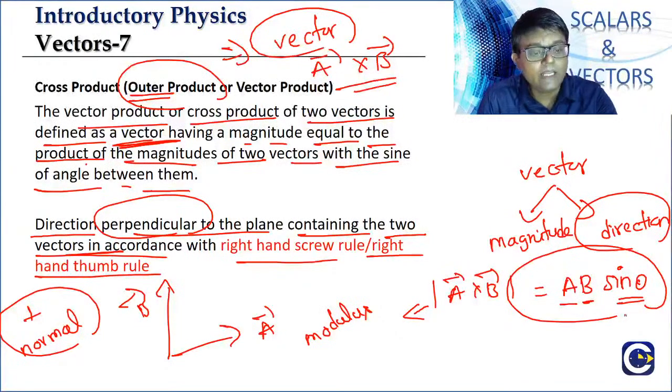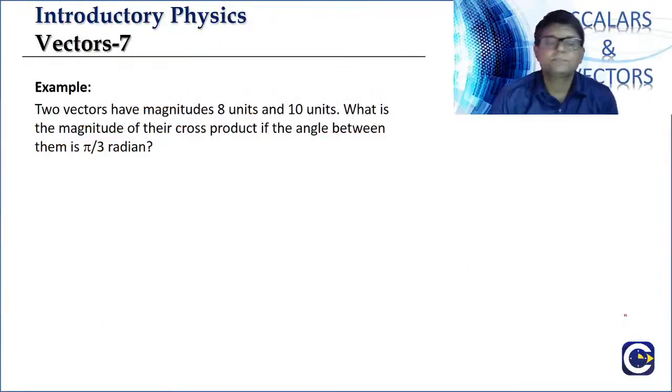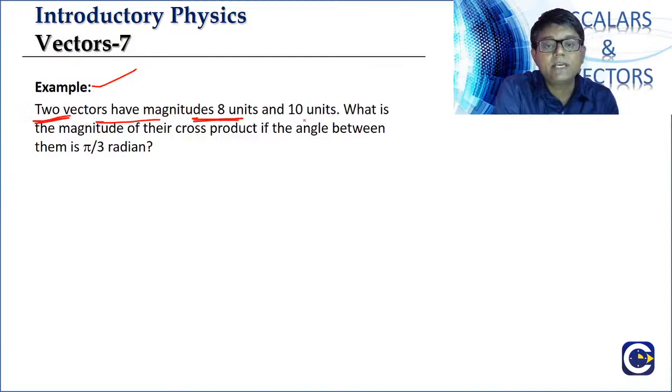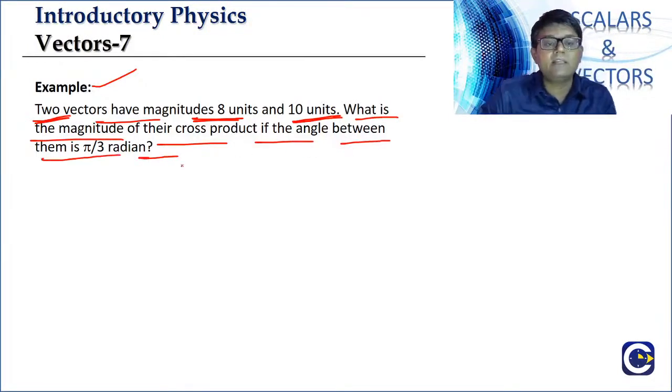Okay. Now we'll try and solve a sample question to see if we are able to understand this concept. Look at this question, guys. Once you are able to get the answer, you can type it in the chat window. Okay, look at this question. Two vectors have magnitudes 8 units and 10 units. What is the magnitude of their cross product if the angle between them is pi by 3 radians?